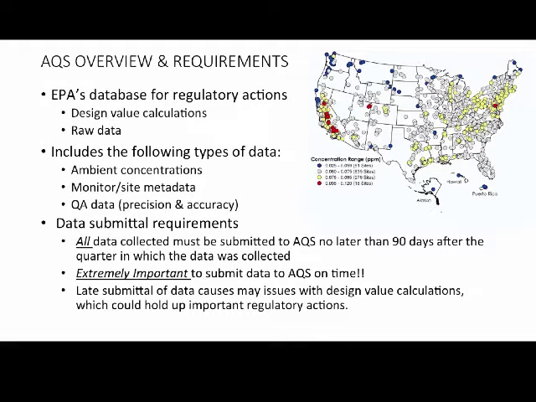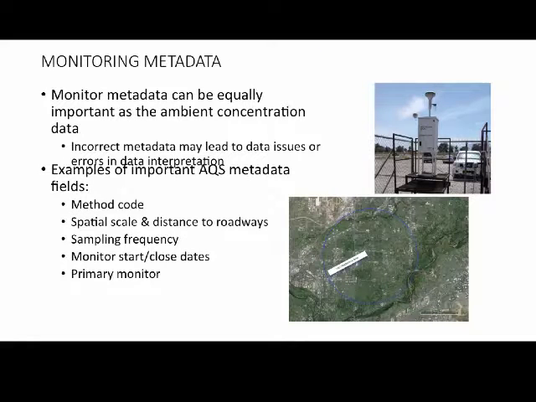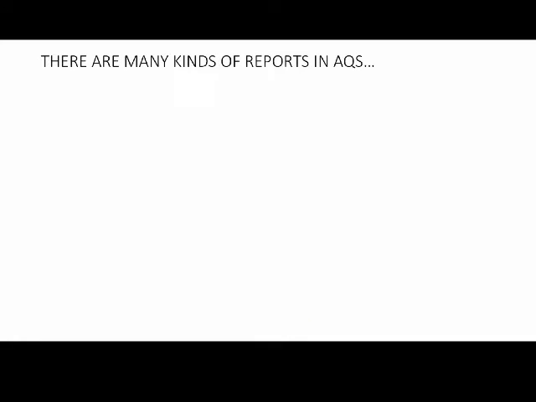So in addition to the ambient data that's uploaded to AQS, correct monitoring metadata is also very important. Some of the important metadata types in AQS are the method code, spatial code, sampling frequency, monitor start and close dates, primary monitor flagging. Those are all very important. If those data are missing or incorrect, that helps account for that 40% of missing data. Yeah, it's very important that we get those metadata fields correct because they do affect regulatory decisions. And if that data is incorrect or missing, the more likely that data is going to be challenged legally.